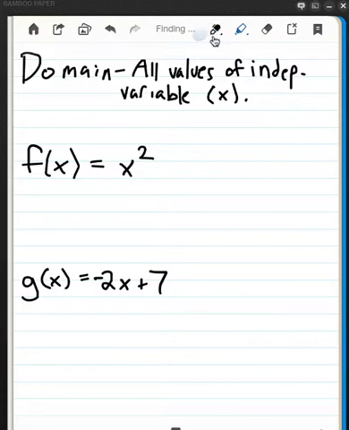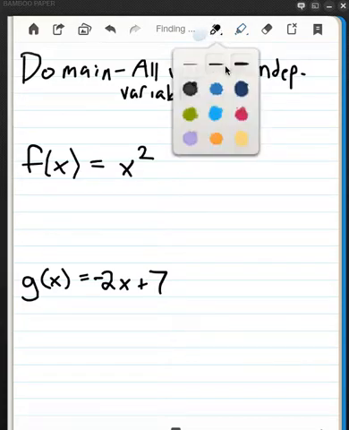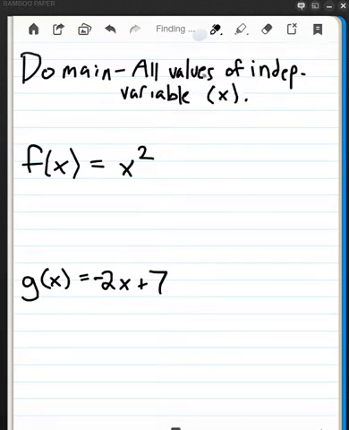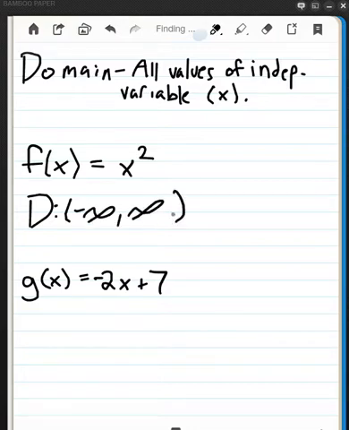F of x equals x squared. X squared is a function that takes a number and then squares it. So is there any number that we're not able to square? The answer is no. We can square any number we want. So this has a domain of all real numbers. So in interval notation, we write that as the x values that are possible is everything from negative infinity to positive infinity. No number we can't square.